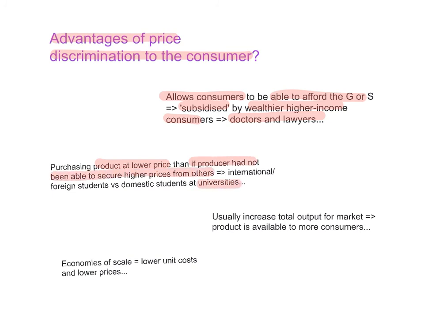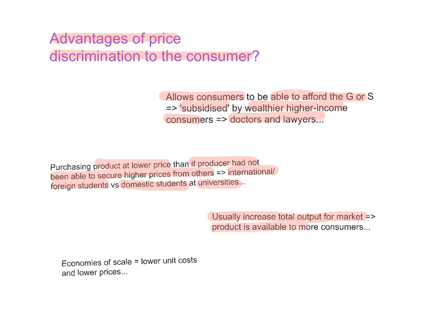So a lot of universities will charge international and foreign students higher tuition fees so that they can offer lower tuition fees for domestic students. So this is another advantage for domestic students, maybe not so for international or foreign students. It also usually increases total output for the market as a whole. Price discrimination will do that.